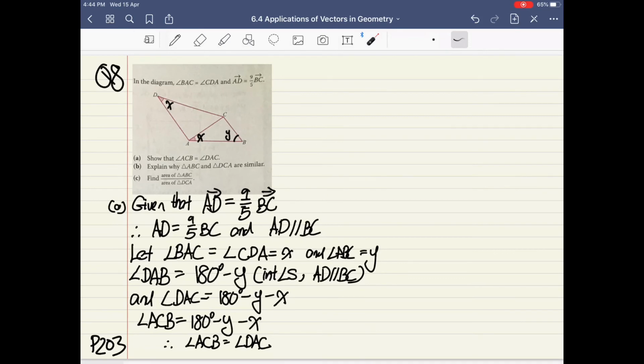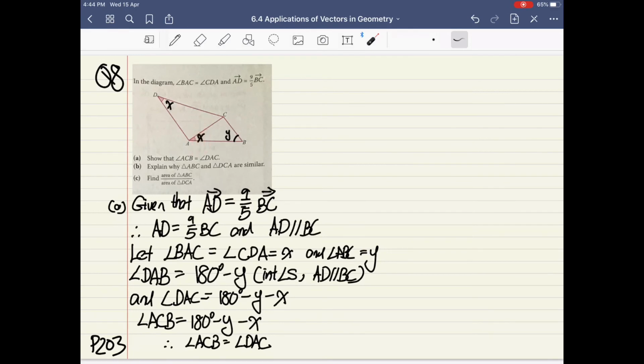Okay, we're on question 8 of exercise 6.4. This can be found on page 203. So now we begin. First we will say that it is given that AD is 9/5 of the vector BC. So therefore, I can conclude that AD is parallel to BC, all this because AD is K times BC.